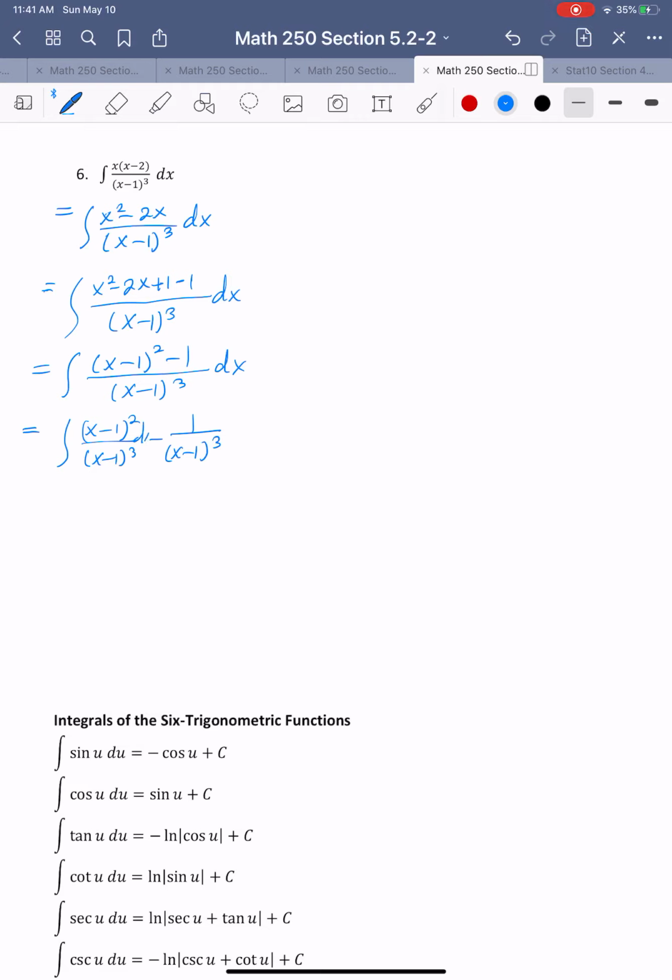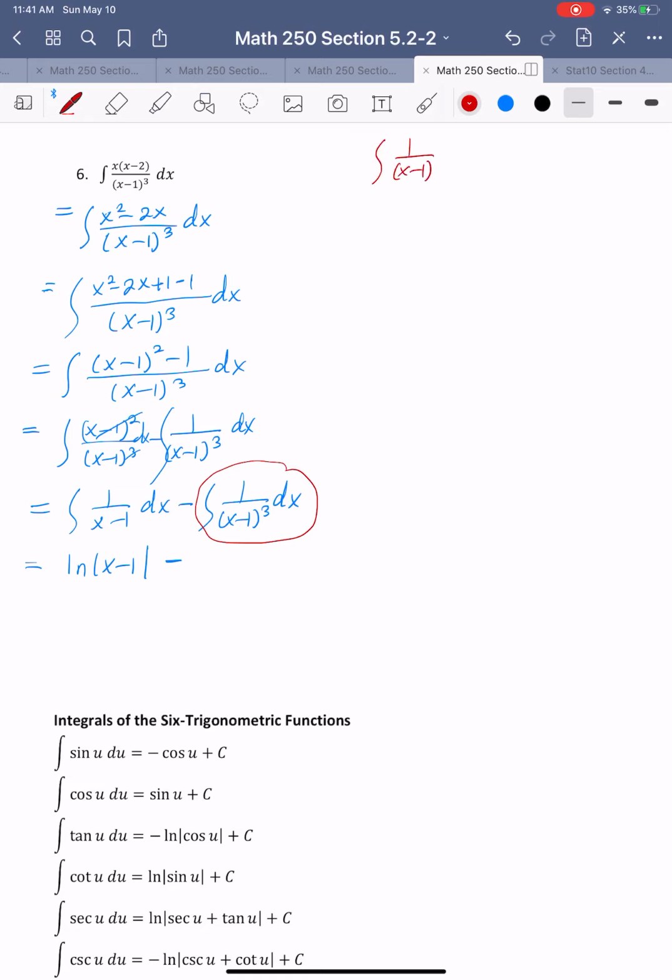Okay, and dx of each. The integral dx, and then that cancels out as the integral of 1 over x minus 1 dx, minus the integral of 1 over x minus 1 cubed dx. The first integral becomes ln of the absolute value of x minus 1, and minus. Now I want to do this integration by itself. So pull out here, the integral of 1 over x minus 1 cubed dx.